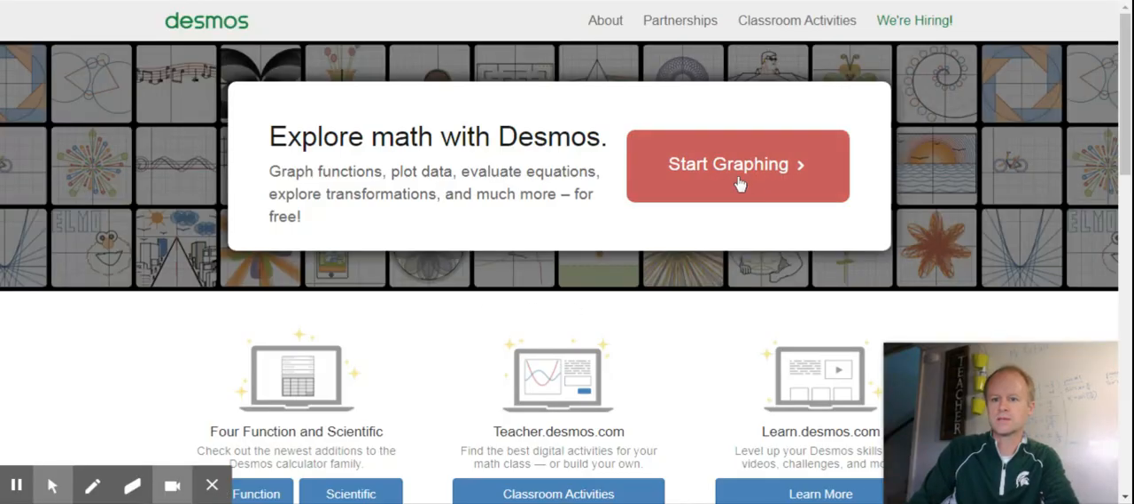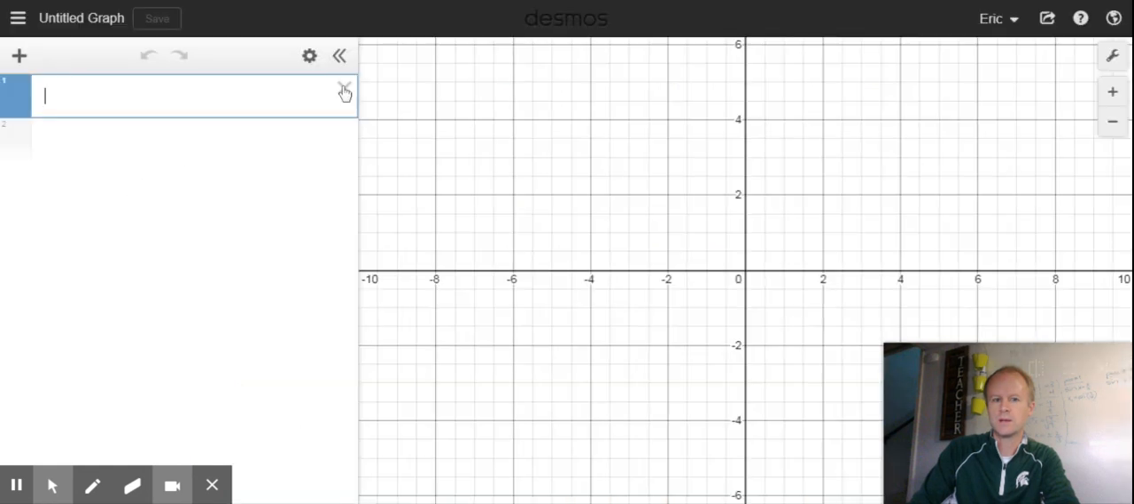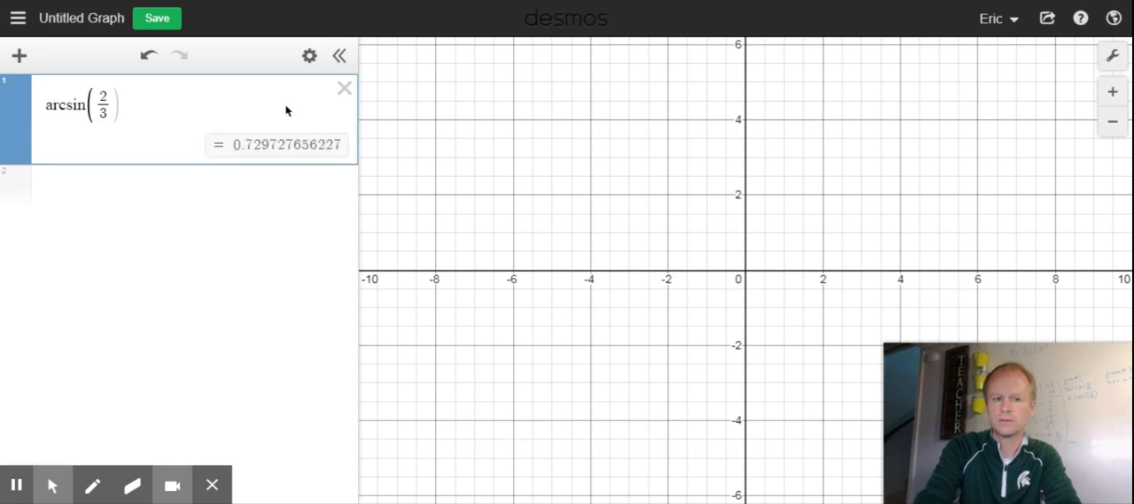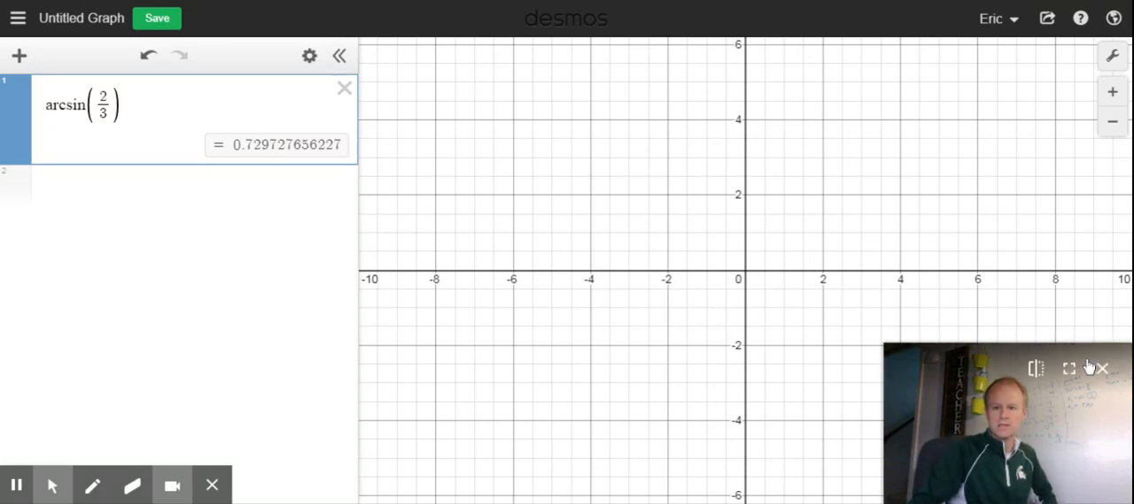And if I go to Desmos and I type in arc sine of 2/3, that will tell us 0.729, or if I round it up, 0.730 is my first answer. So x1 is about 0.730. Now, since we're on here, I'm going to do the same thing.